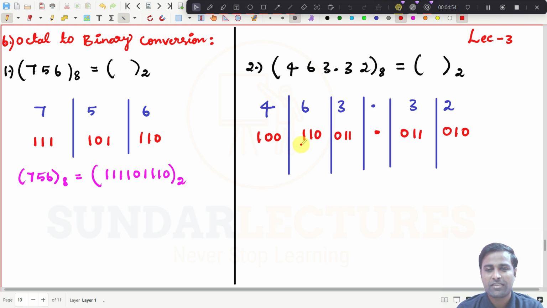Actually, we try to remember the values in binary. Like if it is 2, it is 10. If it is 4, it is 100. If it is 8, it will be 1000. Likewise, I always try to remember. Then if it is 4, it is 100. Then 5 will be 101. Then 6 will be 110. Like that I try to remember.